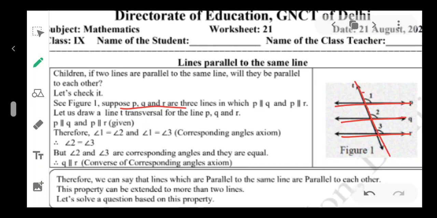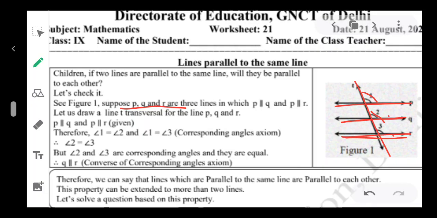Now angle 1 is equal to angle 2. Why? Because corresponding angles. And angle 2 must be equal to angle 3 because this line is also parallel to this. Therefore 2 and 3 are also equal because again corresponding angles. Therefore, combining these two figures, we can say angle 2 and 3 are corresponding angles and they are equal. Therefore lines must be parallel.